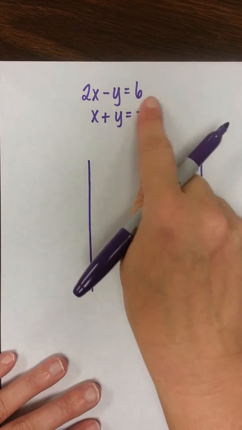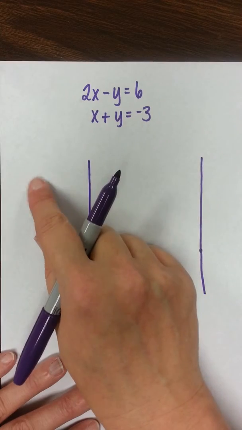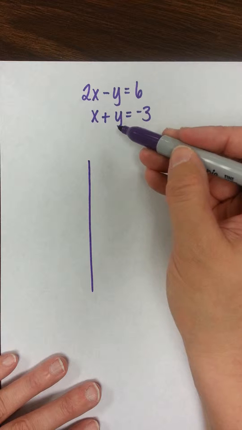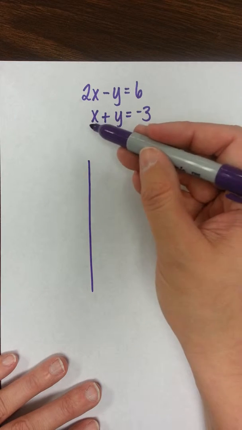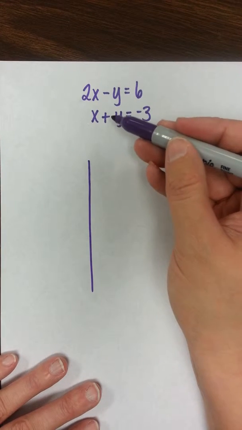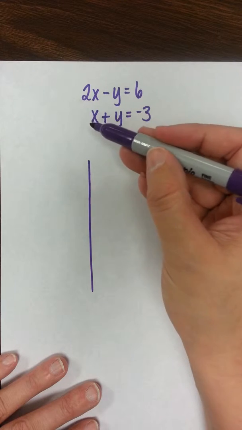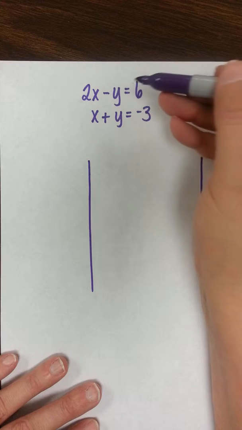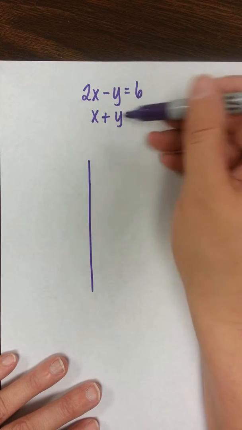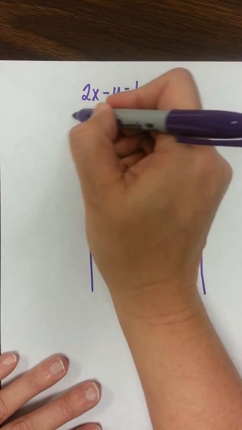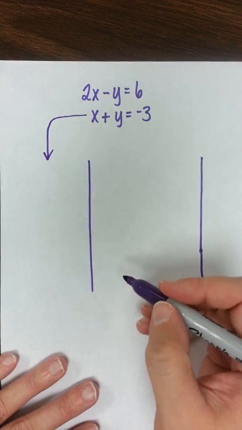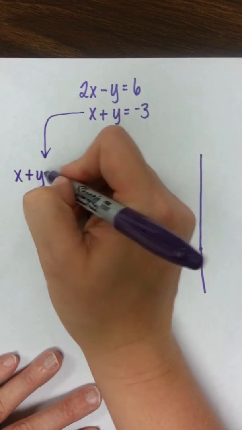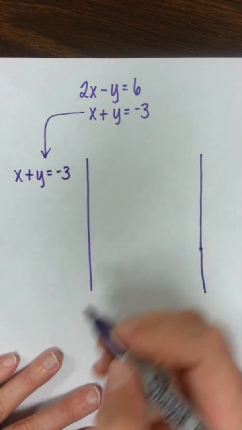Now I need to pick which equation looks easiest to start with in the first column. This second one looks easiest to me because both the x and the y are positive, so both of them would be very easy to solve for, and both of them only have a coefficient of 1. Notice up here this one has a coefficient of 2, and this one is a negative y. So I choose the second one to be the easiest one. So I'm going to take it and put it in the first column. I have x plus y equals negative 3.